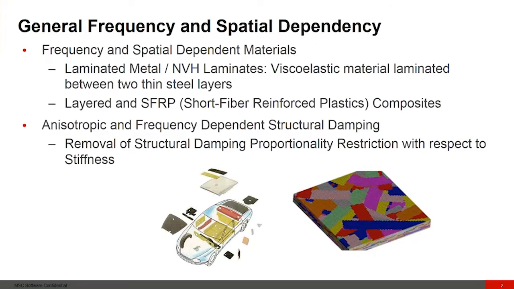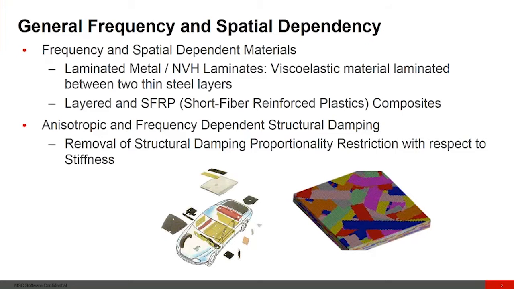So for applications such as NVH, noise, vibration, and harshness, a lot of engineers are moving towards using lightweight materials, which are also good for noise abatement and vibration in all NVH applications. Such materials are laminated metals or NVH laminates. These are, for example, two thin steel layers which sandwich a viscoelastic material in between, or they could also be layered in short fiber reinforced plastic composites.